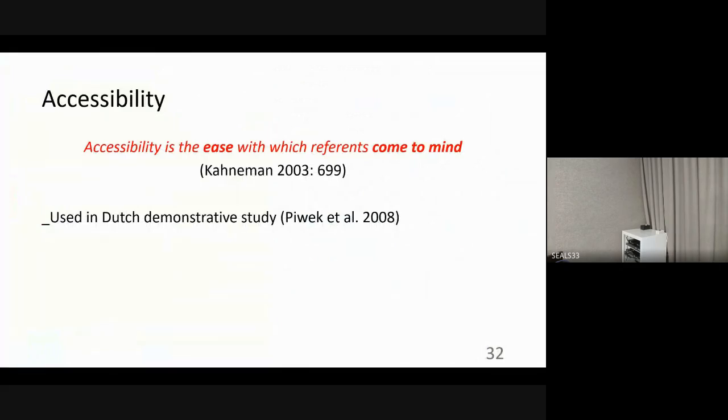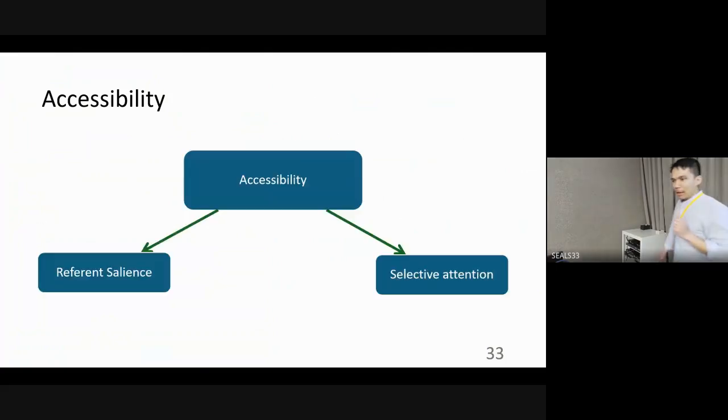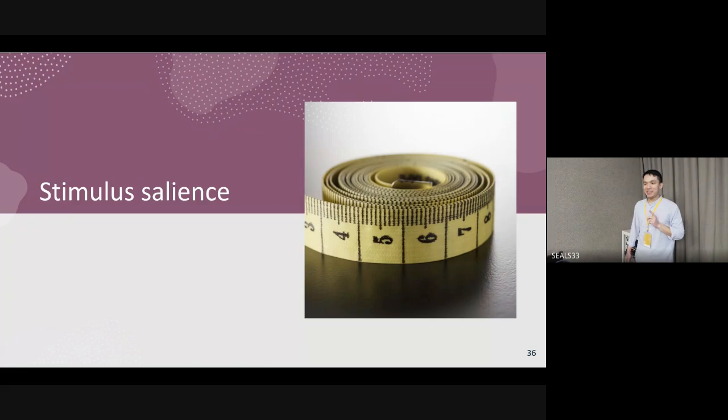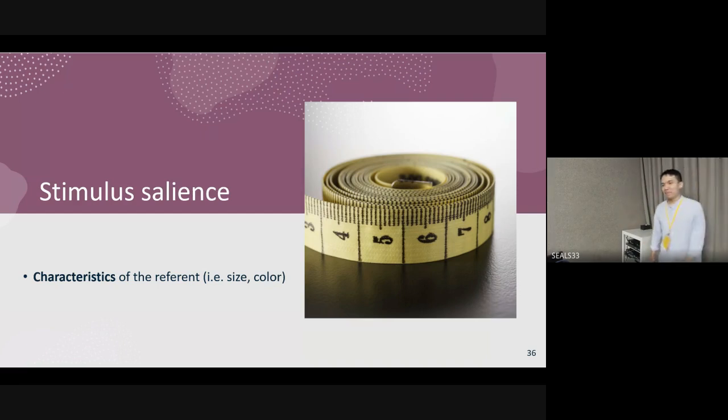Accessibility is the ease with which references come to mind, and I use this framework by Kahneman, 2003, which, to my understanding so far, has only been used in a Dutch demonstrative study by Kiewit et al. Kahneman suggests that there are two factors that determine accessibility. The first is salience, and the second is selective attention. Salience is the characteristics of the feature that affects our registration of the reference, like size, color. And the more salient a reference is, the more easily we can register it.